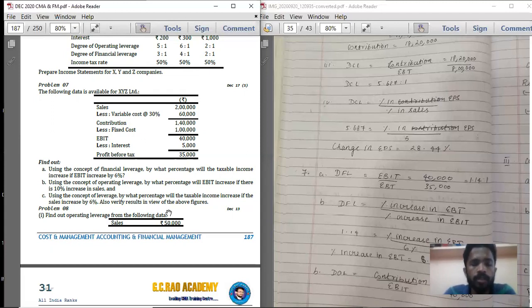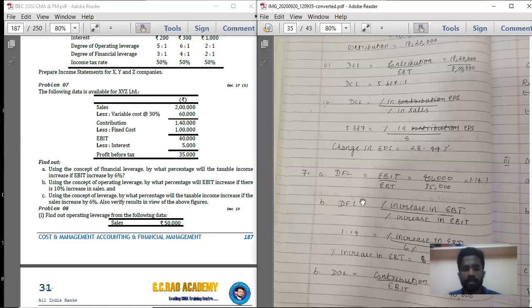For finding the percentage of change in EBIT, the formula is percentage of change in EBIT divided by percentage of change in sales. So using that formula, we can easily find the percentage of change in EBIT. Using the concept of combined leverage, by what percentage will taxable income increase if sales increase? What is the formula for degree of combined leverage? Percentage of change in EPS divided by percentage of change in sales. Also verify the results in view of the above figures. That's all. Easy question, but they'll ask for 8 marks.